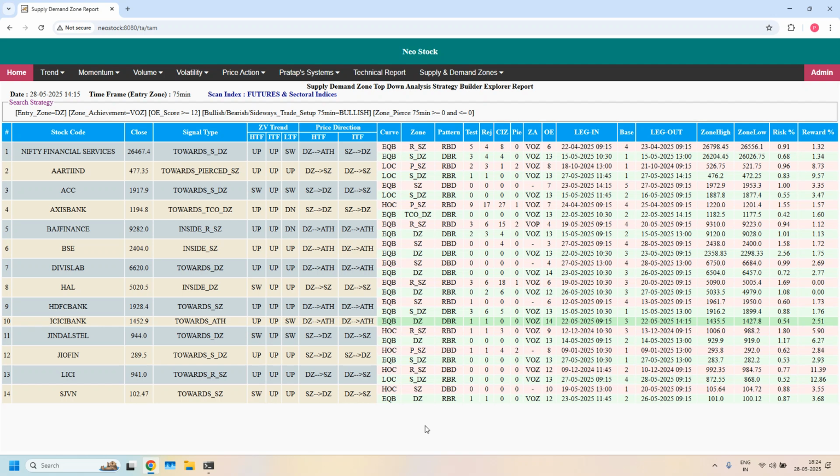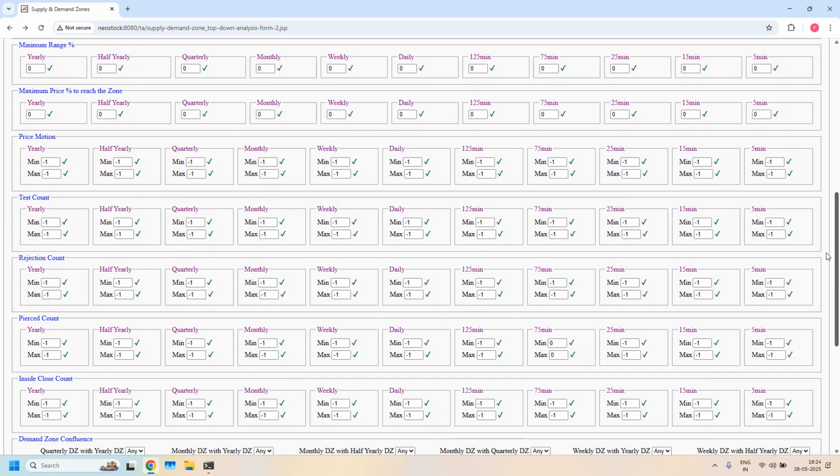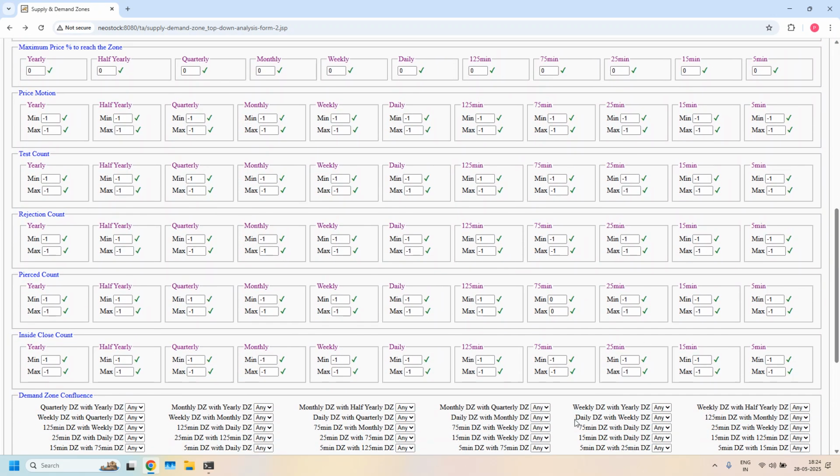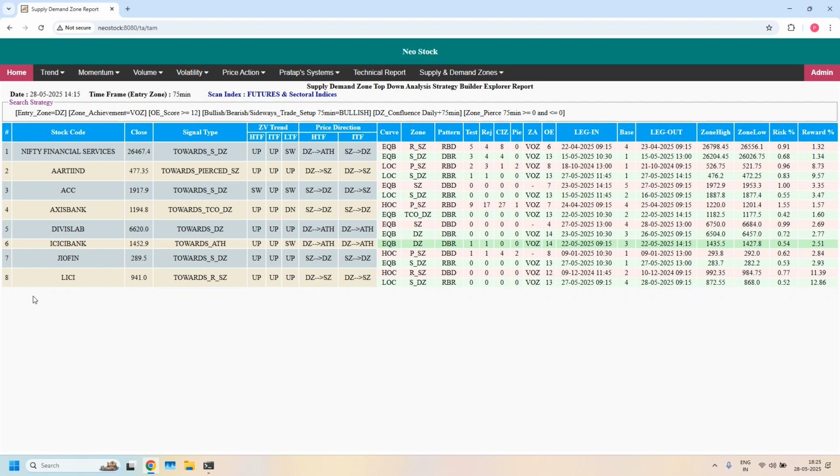Okay, out of these 14, how many have an even higher probability of success? That we will filter based on zone confluence. First filter is 75 minutes and daily demand zone confluence. I'm enabling the filter and applying it on the 14 stocks. We got 8 stocks. In these 8 stocks, these 75 minutes demand zones overlapped with daily demand zone. And daily trend is up in all the stocks.